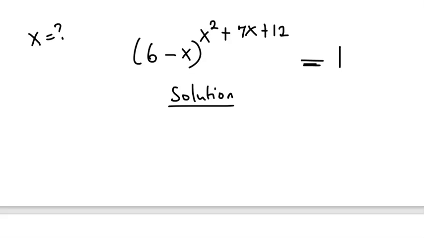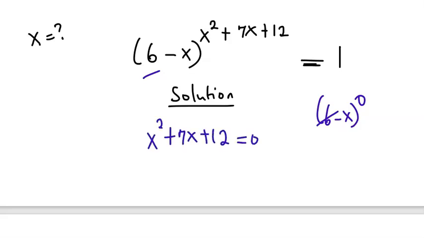I know you might be wondering, how can we solve this problem? If you have this idea that anything raised to the power of 0 is 1, except 0 to the power of 0, we can write the right hand side as (6 minus x) raised to the power of 0, so that you can compare both sides and equate the exponents, since we have obtained the same bases, right? If you equate the exponents, we get x squared plus 7x plus 12 is equal to 0, of which you know that x is equal to negative 3 or negative 4 from here.